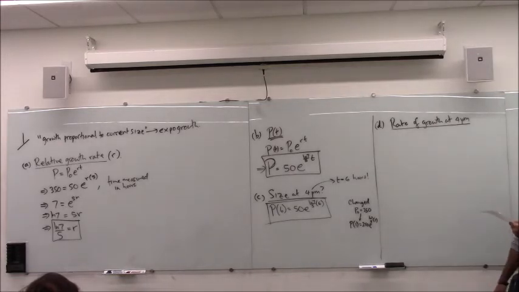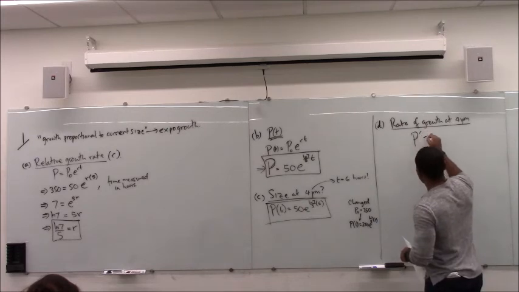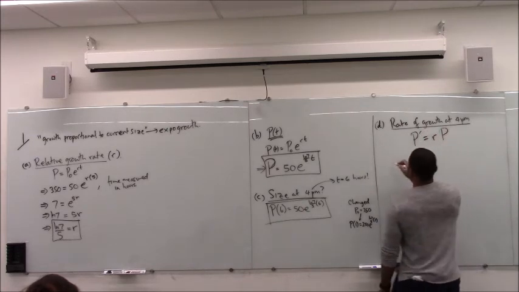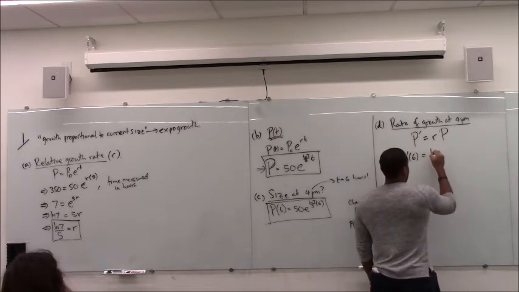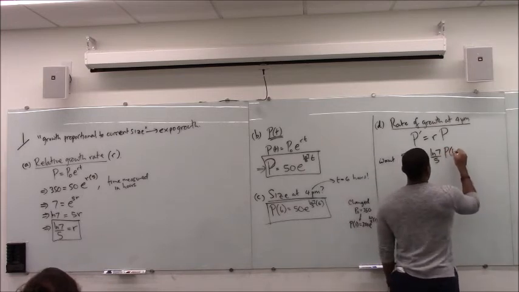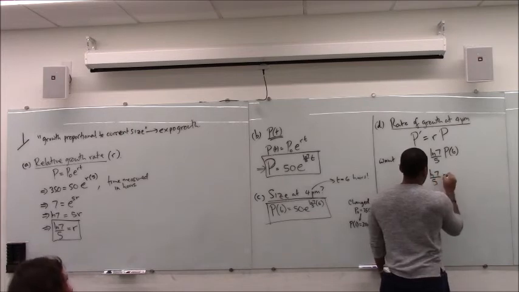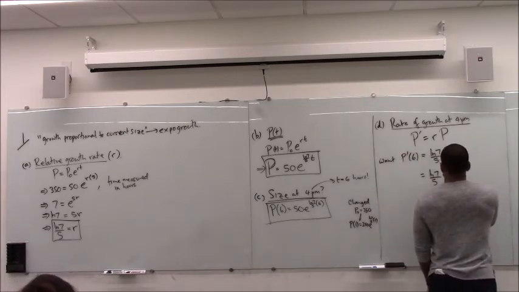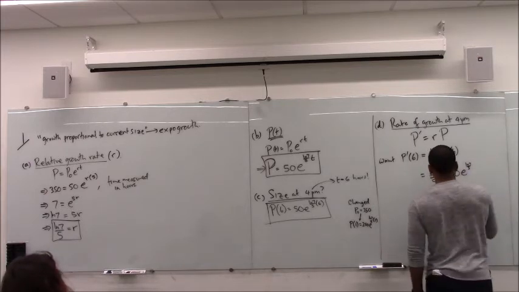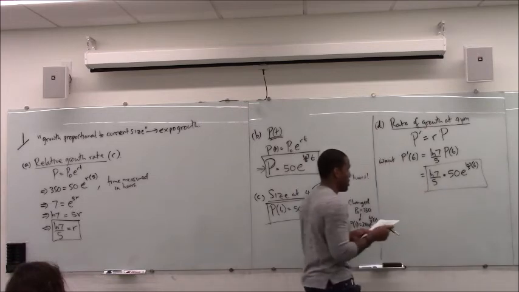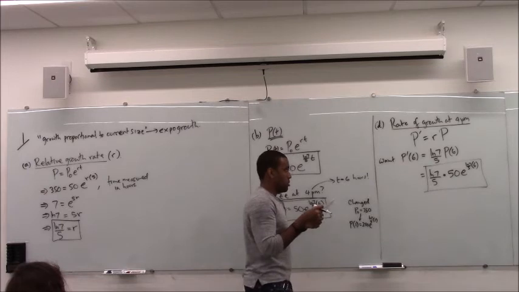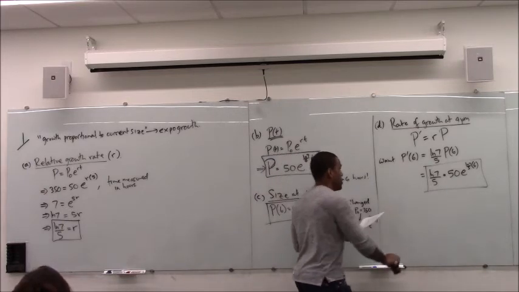Okay, so rate of growth. Right, that's the P prime. And we know from our formulas that P prime is equal to R times P. So we want the rate of growth after 6 hours. R is ln of 7 over 5. And I want the amount at 6 hours. So this is ln of 7 over 5 times 50 e to the ln of 7 times 6. Whatever that answer was, you're just going to plug it in here, plug in your R. That's your rate of growth. That's how fast it's growing after 6 hours. At that point, that's how many new bacteria are developing per hour.